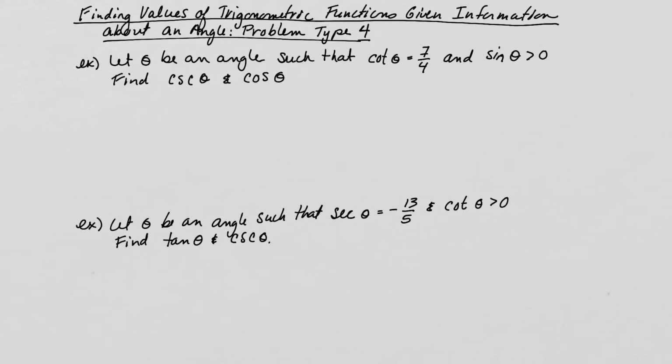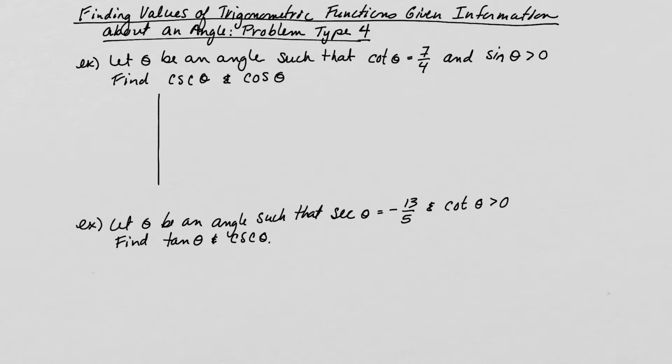Okay, so in this final problem type 4, we're going to be doing the same thing we're doing in other problems, and that is they give us some information, and then we want to find some other trig functions. So in this case, we have: let theta be an angle such that the cotangent of theta is equal to 7/4, and that the sine of theta is greater than 0, and then they want us to find some stuff.